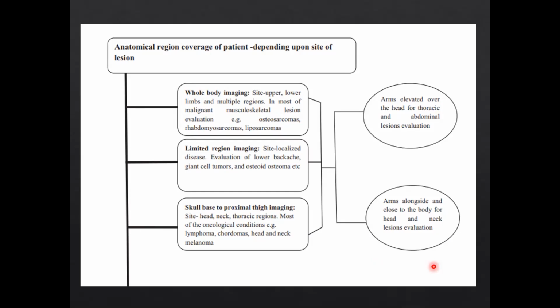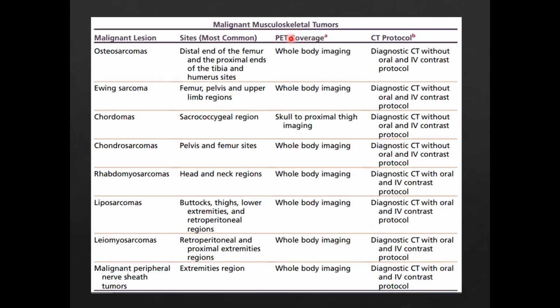These are different protocols. Just for information, I am showing malignant musculoskeletal tumors. And you have sarcomas, Ewing sarcoma, chordoma, chondrosarcoma, rhabdomyosarcomas, liposarcomas, leiomyosarcomas, and malignant peripheral nerve sheath tumors. So these are the malignant lesions, and depending on the site, for most of them the PET coverage is whole body.